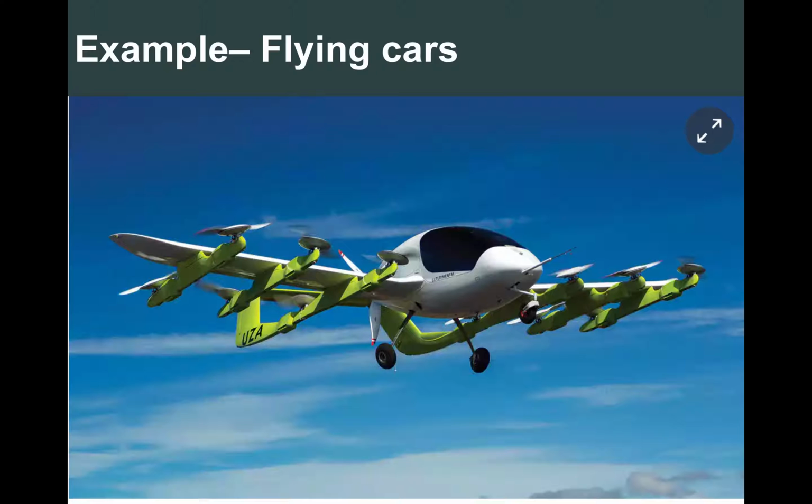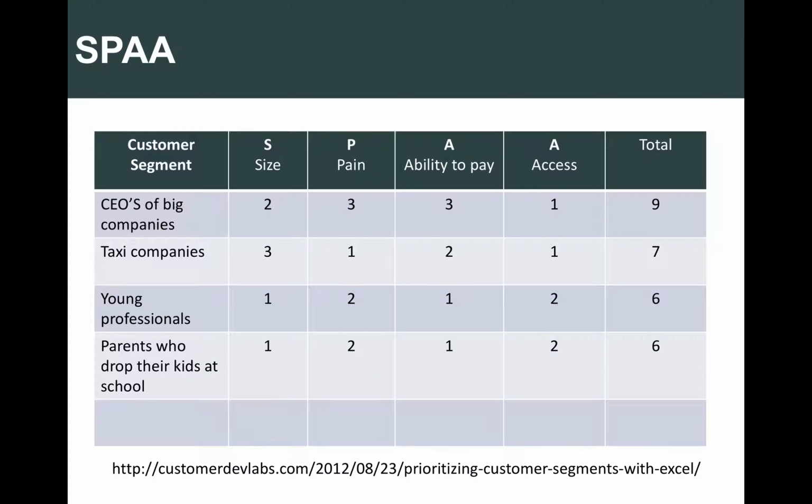And so there are lots of different people that may be customers for our flying car. So let's use the Spire model to figure that through. If we look in the customer segments column, one main customer segment would be CEOs of big companies. Those are people with lots and lots of money and very important and powerful positions. Taxi companies that are in the business of moving people around, young professionals in the business of commuting to and from work, and parents who drop their kids off at school.